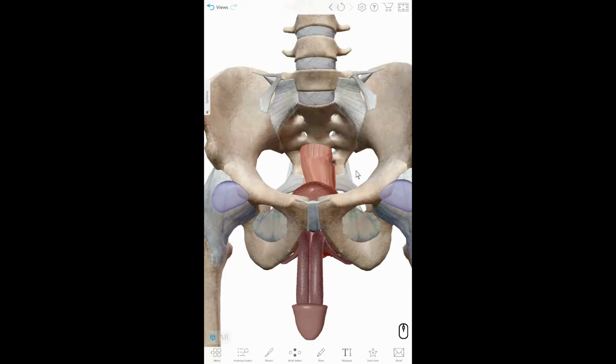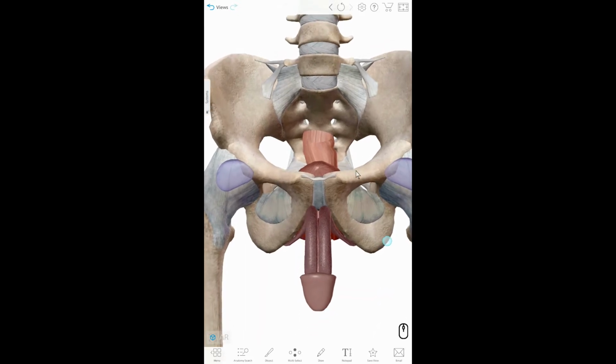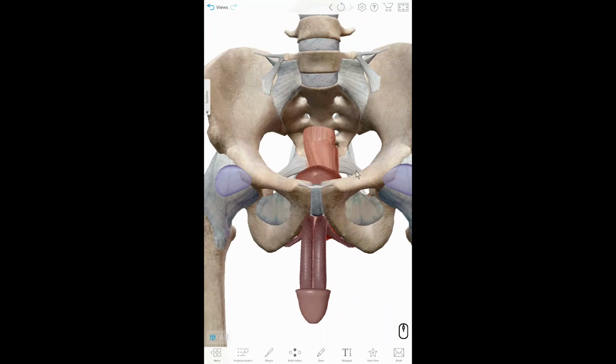Today our topic of discussion will be the perineum and the perineal pouches. So let's see the boundaries of the perineum. The perineum has a superficial boundary and a deep boundary. The deep boundaries of the perineum are formed anteriorly by the pubic symphysis.